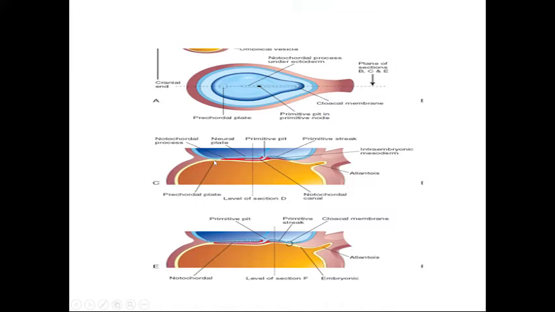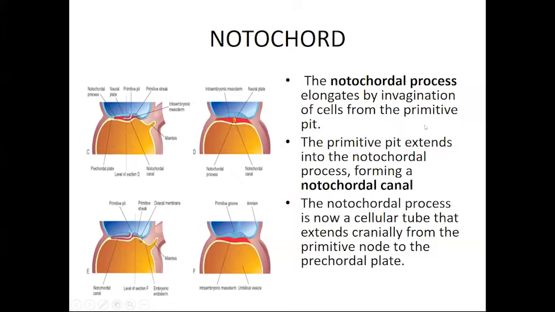endoderm are fused, that is the precaudal plate. It's going to reach till that part. And ultimately, this whole structure is going to contain a canal, and that is going to be called the notochordal process. Then the notochordal process elongates. These are the gradual steps which are going to occur. The notochordal process elongates by the invagination of cells from the primitive pit. The pit extends into the notochordal process, forming this notochordal canal.